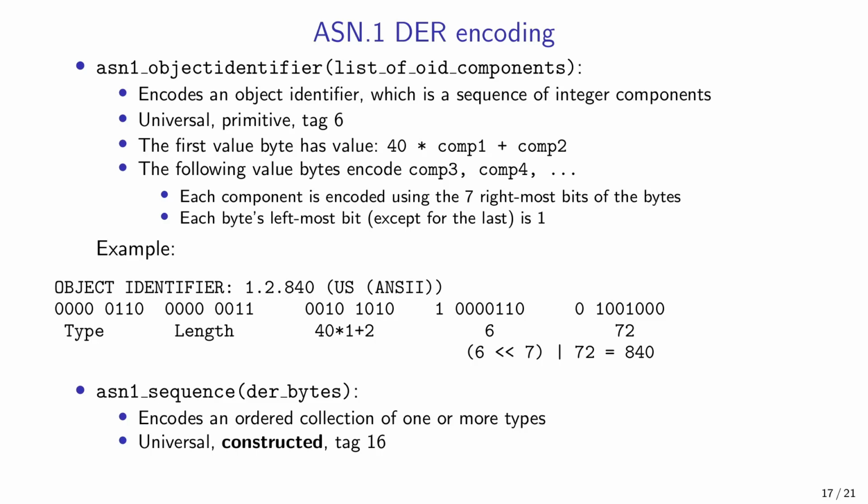Now, the encoding of sequence is quite straightforward, except that please note that the type byte has the constructed type. Therefore, the corresponding bit in the type byte must be set to 1. The value bytes contain their encoded data. You don't have to validate it. Simply put whatever is passed here as the argument into the value bytes. Okay.